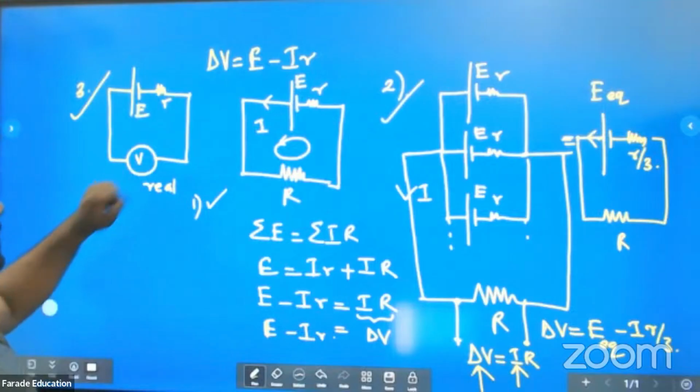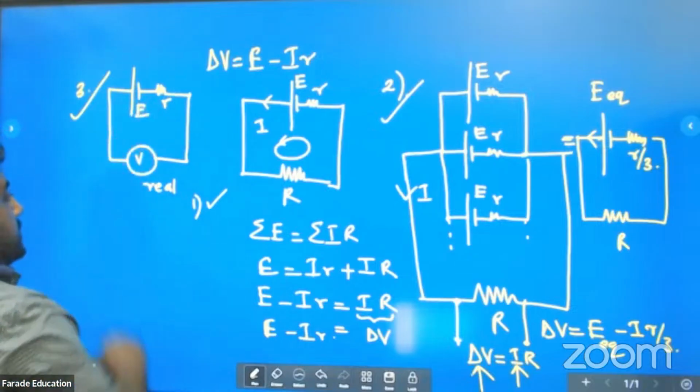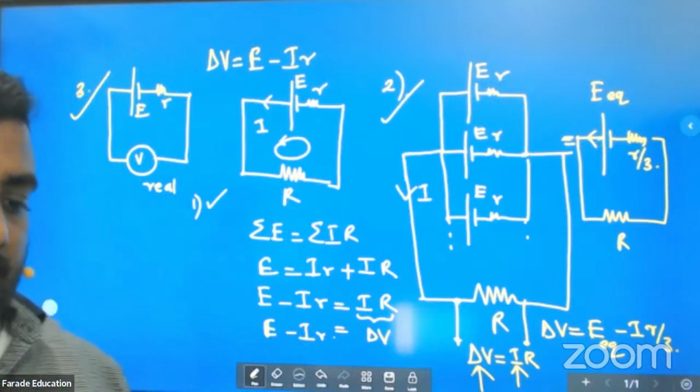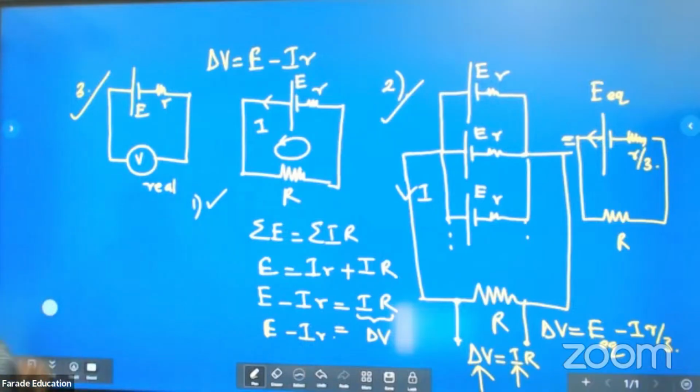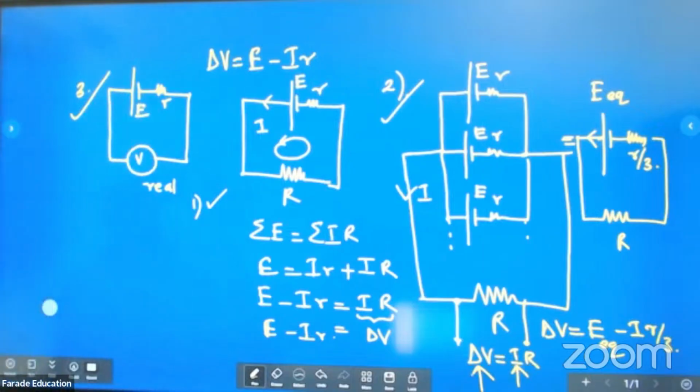Depending on the resistance inside the voltmeter, the current in the circuit will change. Therefore, the terminal potential difference will change. Right, look.